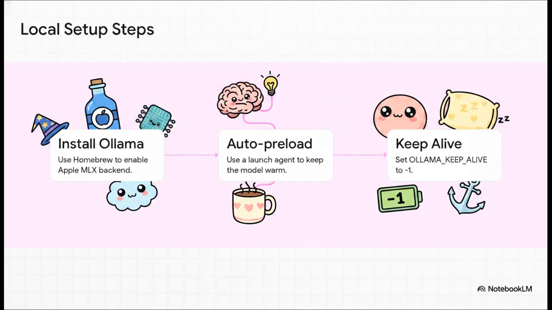Now, if you want the absolute best performance using Ollama, especially on a Mac, you've got to follow these specific steps. First, install Ollama via Homebrew. That automatically hooks into Apple's MLX framework for way faster inference. Second, out of the box, Ollama unloads models after 5 minutes of downtime. Super annoying if you step away for coffee, right? Just set your OLLAMA_KEEP_ALIVE environment variable to -1. That keeps the model persistently loaded and warm in memory.